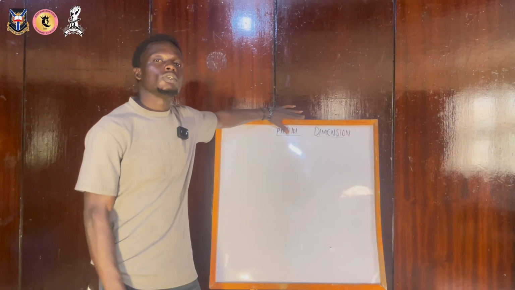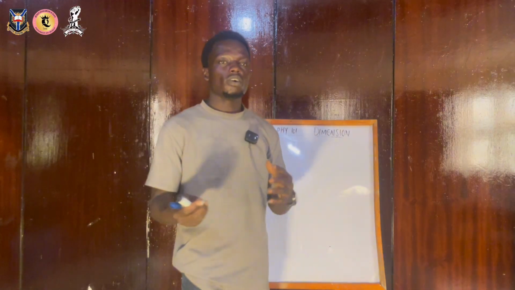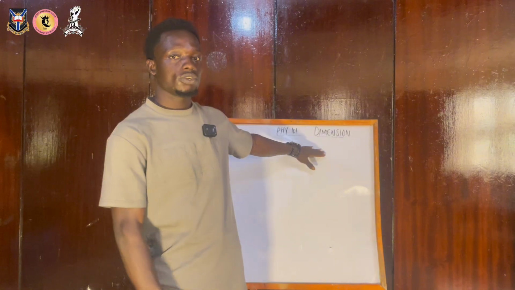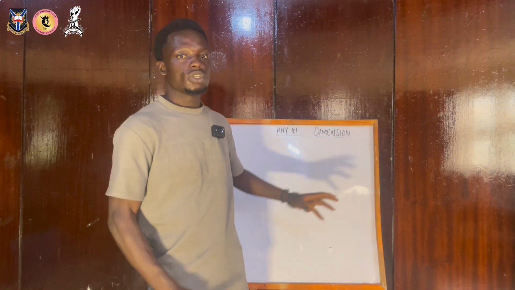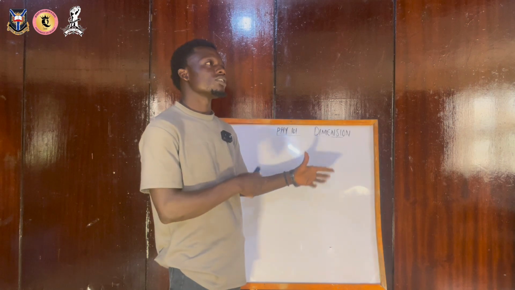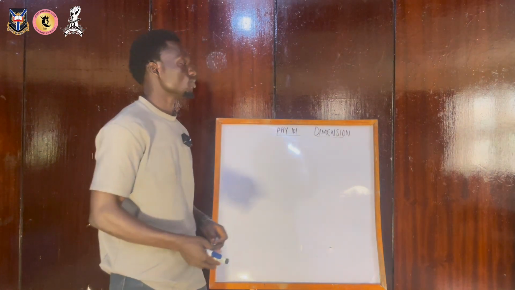Now, for dimension, the dimension of a physical quantity is just how a particular quantity is related to the fundamental quantities. That's what dimension does. Dimension is used to relate a physical quantity to the fundamental quantities. For a physical quantity we are finding the dimension of, we use it to what? To relate it to its fundamental quantities.